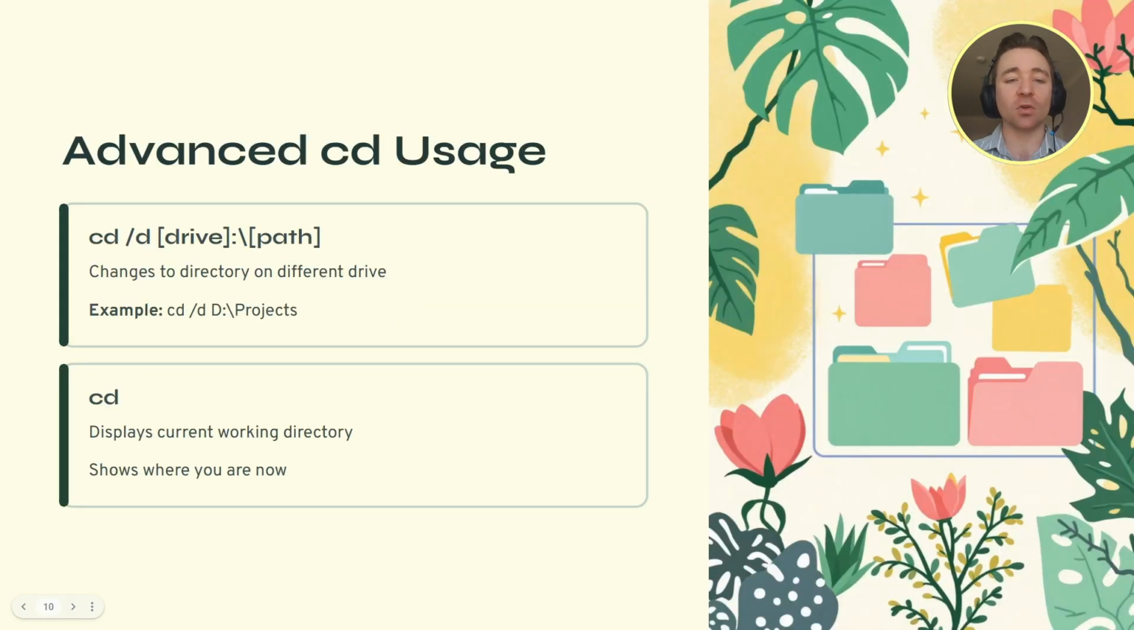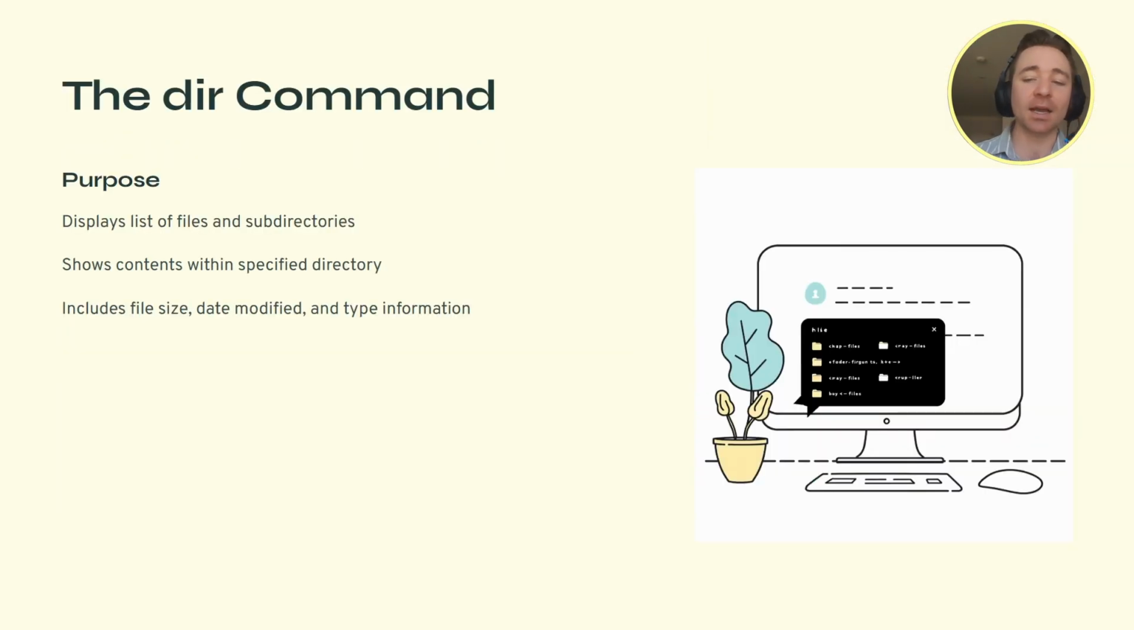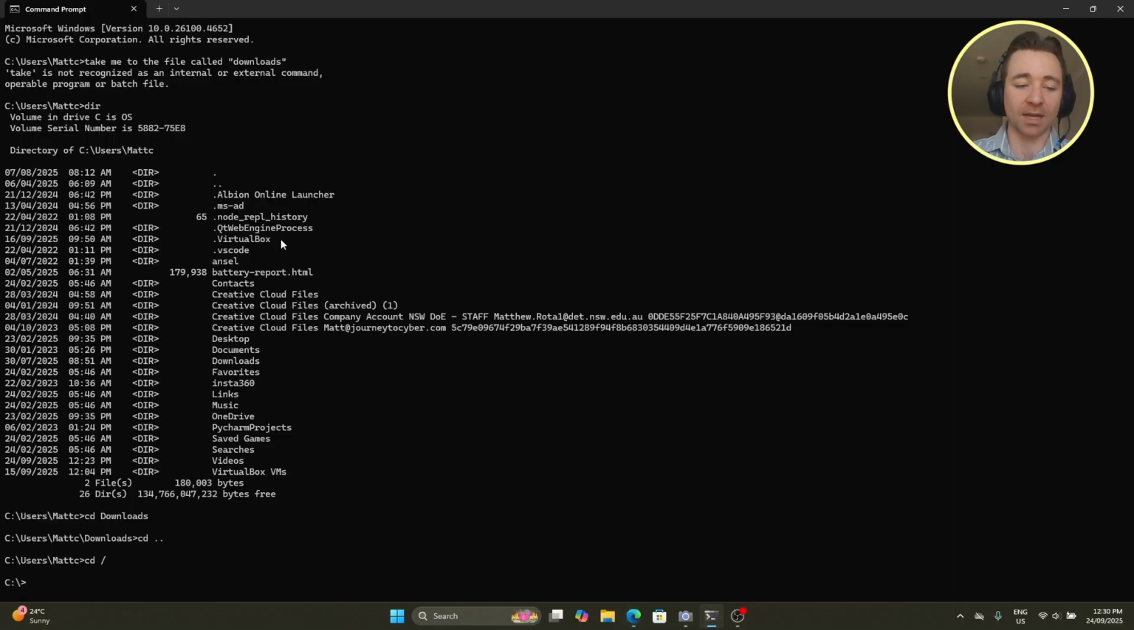The next one we need to know about, you can read this if you want, but you just need to have your head wrapped around those basics really. The next one is the dir command, which stands for directory. Basically what this does is it displays a list of files and subdirectories. So it shows you all of the directories and files that are in your current directory. Let's take a look at what that looks like.